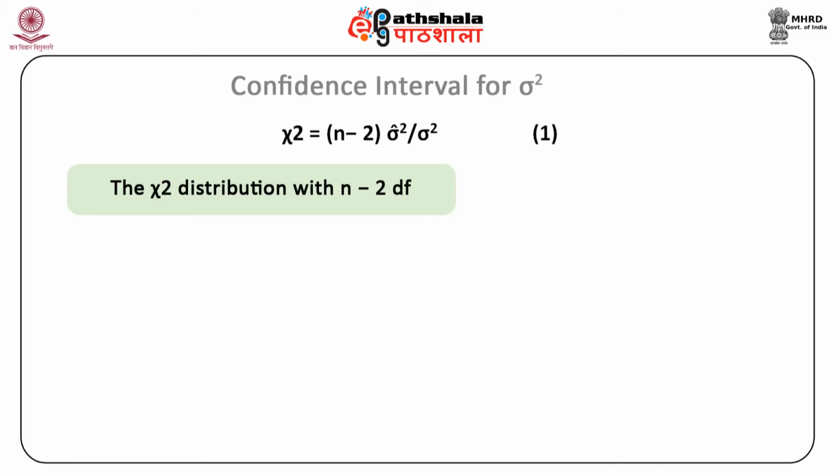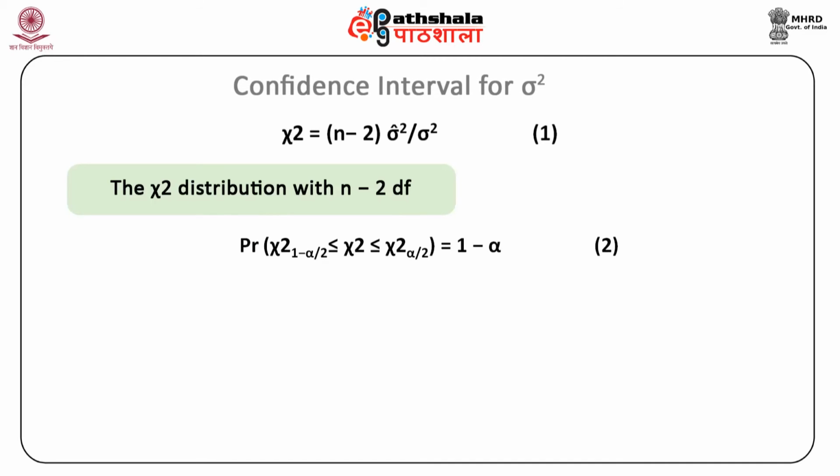Now this can be written as probability of chi-square with 1 minus alpha by 2 as the confidence limit, which is less than or equal to chi square, which is less than or equal to chi square with alpha by 2. Now this probability is equal to 1 minus alpha. This is our equation 2. So let me repeat here that this interval could be written as probability of chi square lying between chi square 1 minus alpha by 2 and chi square alpha by 2 is equal to 1 minus alpha.